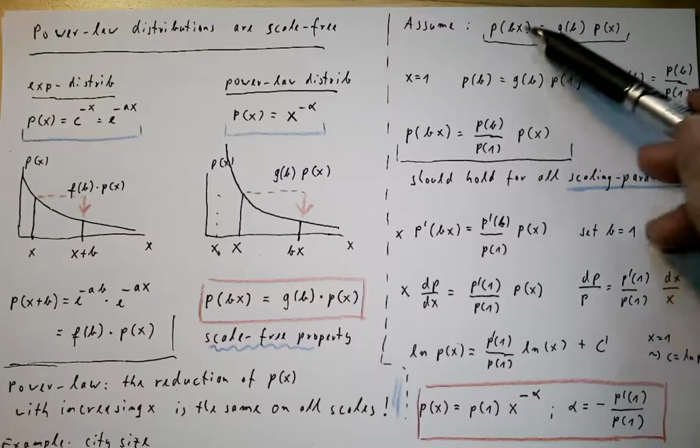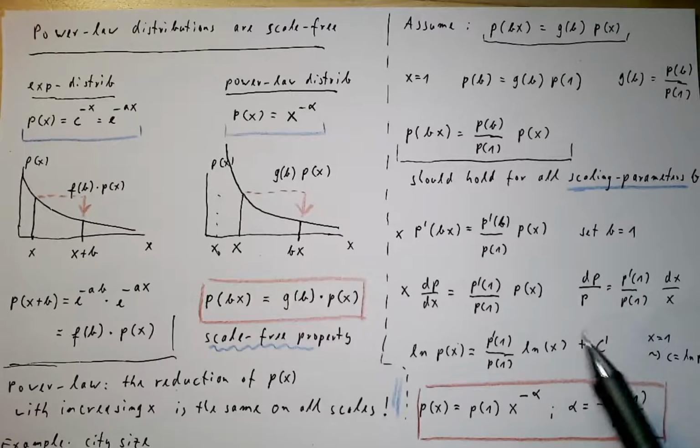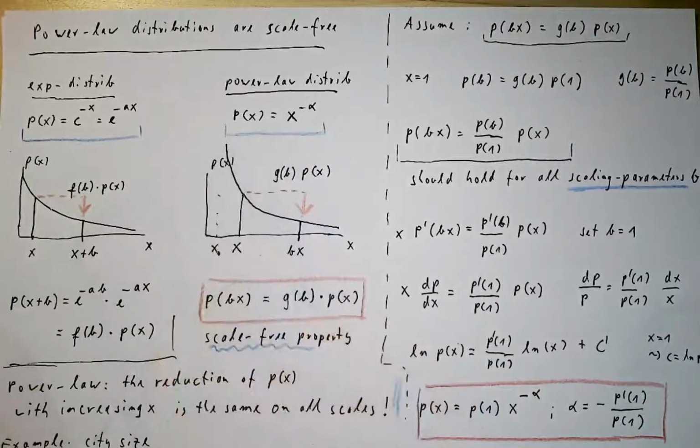So if we start with this kind of assumption, the scale-free property, we can see that power laws are the only distributions which fulfill this. And that's one of the reasons why it's of particular interest whether real data is really following a power law or only approximately, because we want to know: is the distribution scale-free?